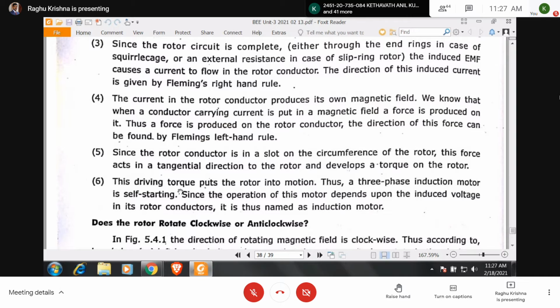So this driving torque puts the rotor into motion. Is it okay now? Yes, sir. Okay. The three-phase induction motor is self-starting.